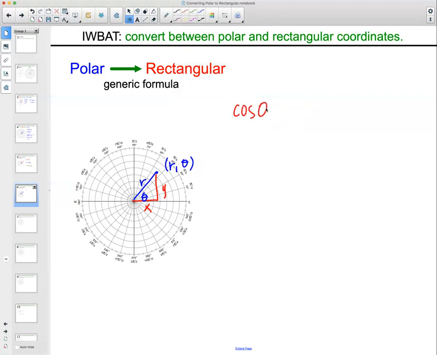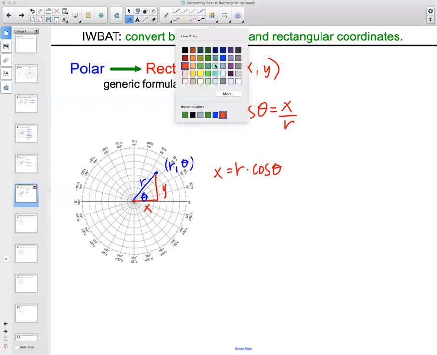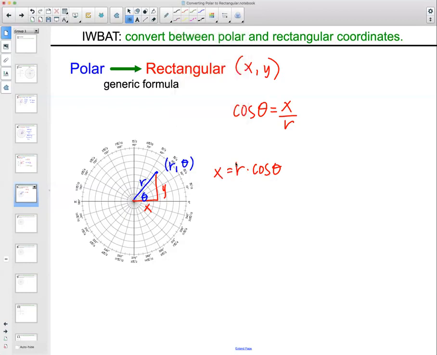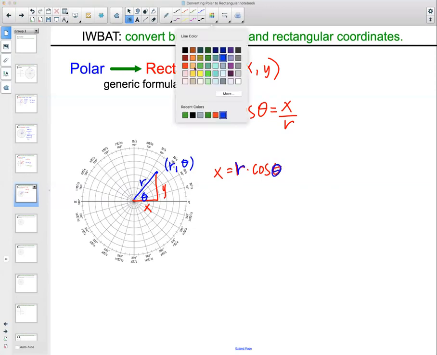So cosine of the angle will equal the adjacent over the hypotenuse. Remember, x is what we're looking for because for the rectangular, we need the x, y. So we would multiply by r to both sides, and that would get x by itself. So if you're looking for the x coordinate, you do r times cosine of theta. You're given this r and this theta in your polar point.